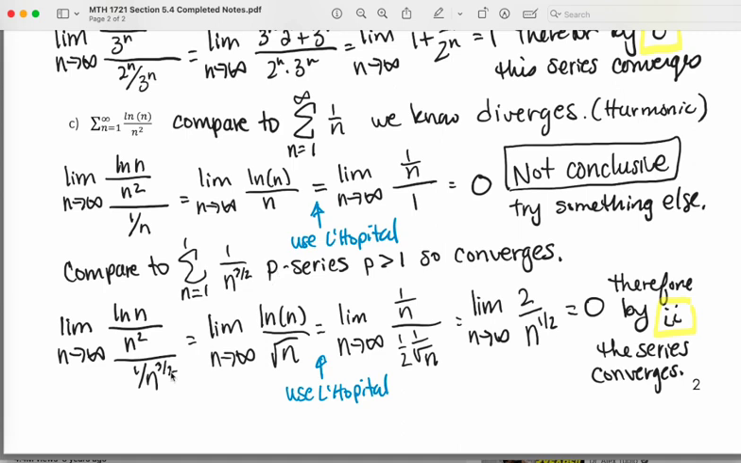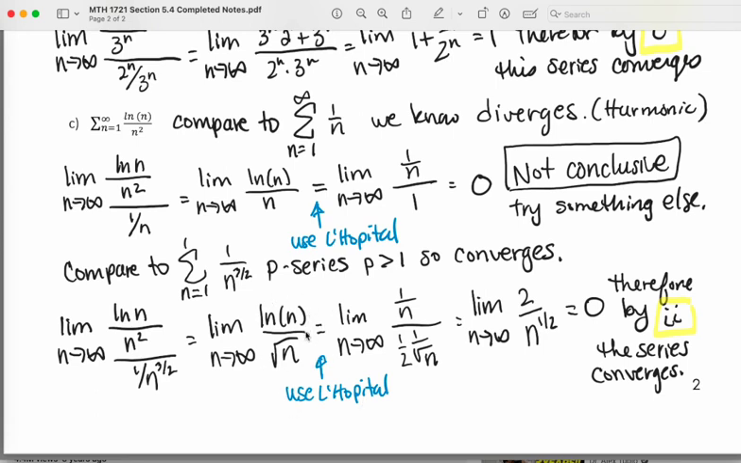Using n squared didn't help because that didn't leave me with anything in the denominator. So I changed it to 1 over n to the 3/2, which left me, when I flipped and multiplied, with the square root of n in the denominator. This one was a little bit tricky. It took a few times to figure out something that worked. When I started manipulating this, I got it to the form where I have the natural log of n over the square root of n, so it's in a form that I can use L'Hopital.